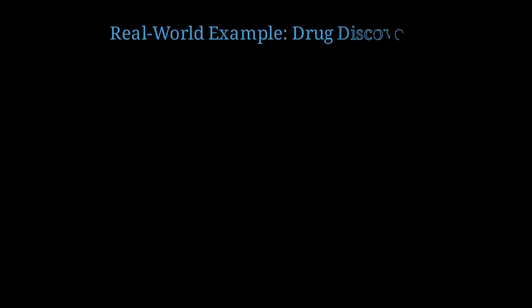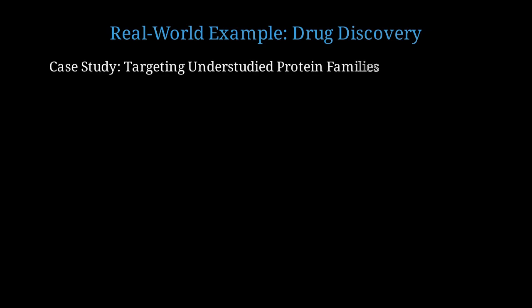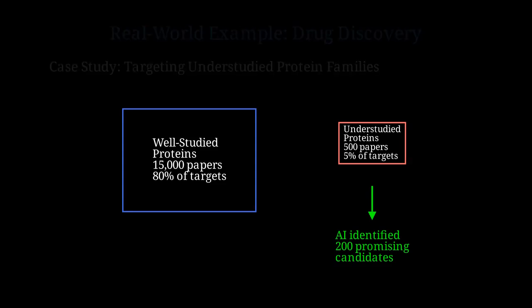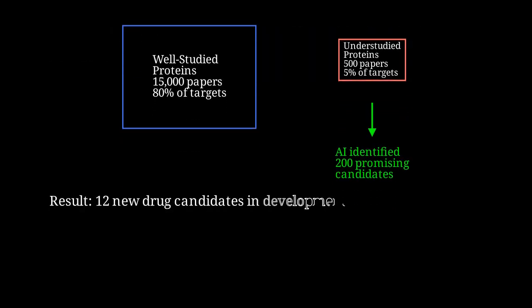Let me give you a concrete example from drug discovery, where AI gap analysis made a significant impact in 2025. Researchers at a major pharmaceutical company used AI gap analysis to identify understudied protein families that could be drug targets. The AI found that 80% of drug development focused on only 15% of the human proteome. It identified 200 understudied proteins with disease relevance but minimal research attention. By Q4 2025, this led to 12 new drug candidates entering development, targeting diseases that were previously considered intractable.